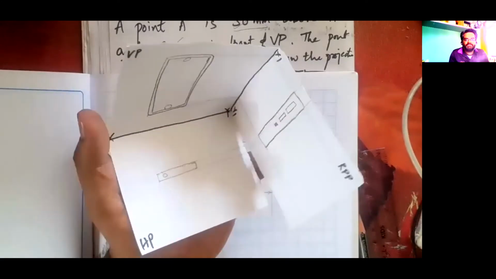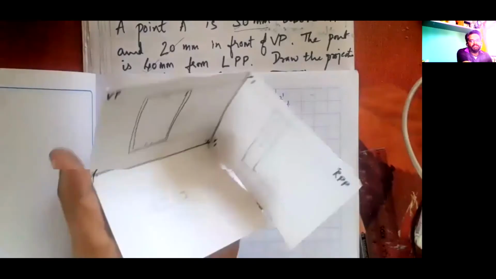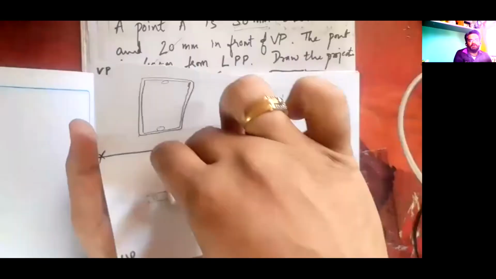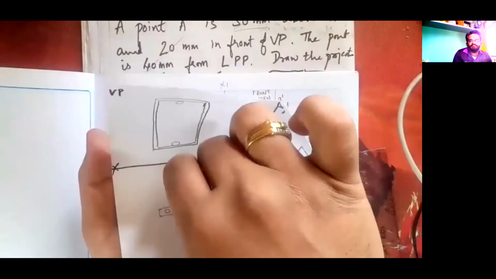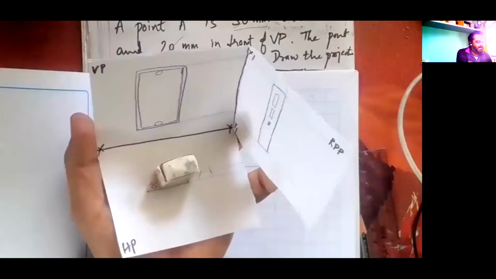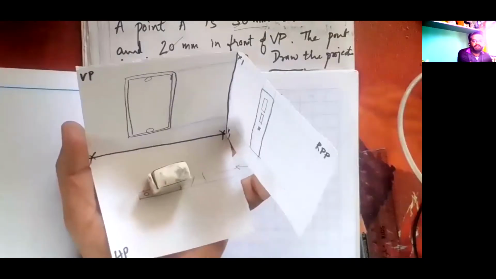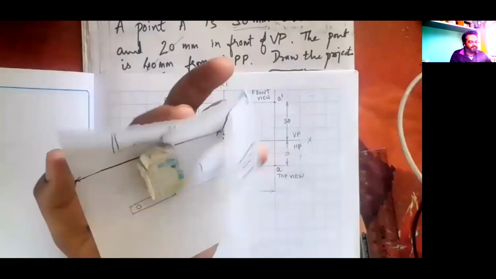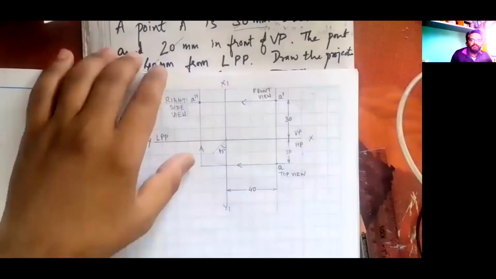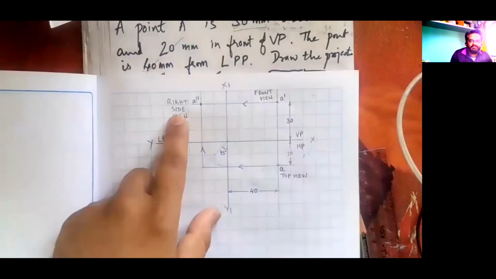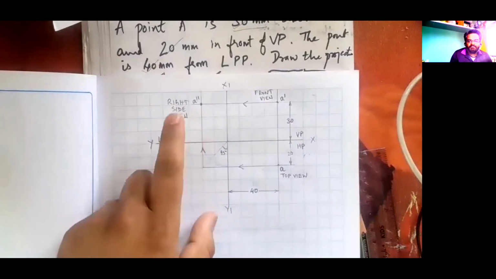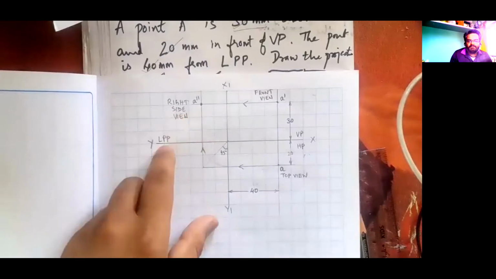Here RPP was taken. I'll imagine this is the object, somewhat like this. I am seeing this object from the left and projecting it on the right profile plane. But if LPP is given, I have to see the object from the right and represent it on the left profile plane. So you call it a right side view.